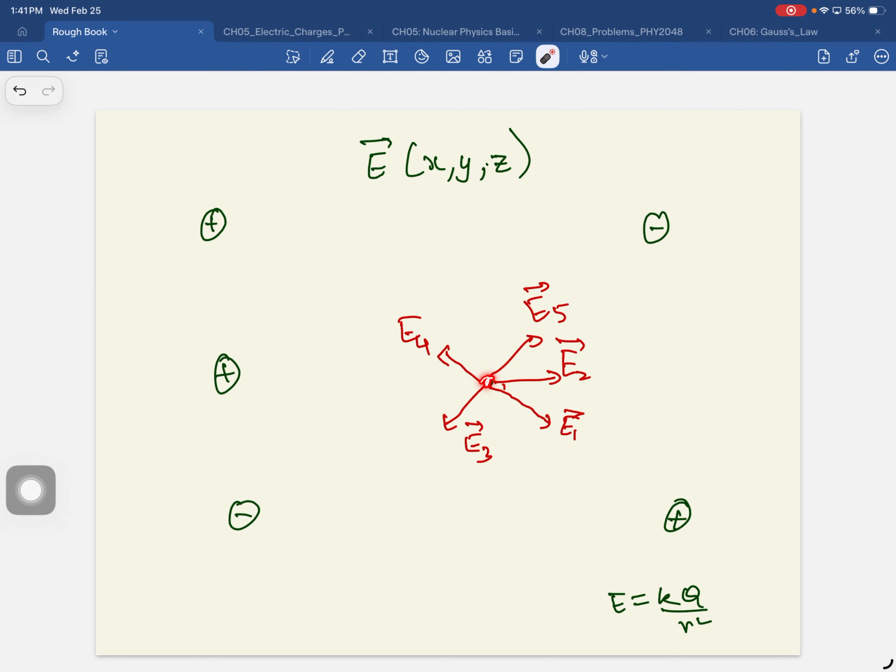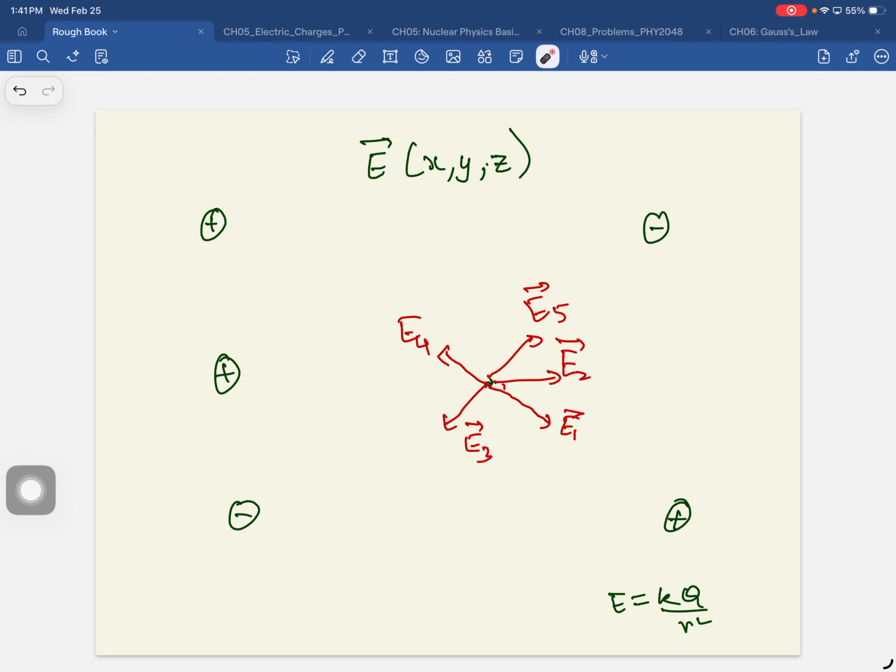Okay, so to find the electric field at this point, you have to calculate the magnitudes of all these vectors, and you have to add up all these vectors. And then you'll get the net electric field at this point. And then are you done? No, that's just one point. And then you have to calculate the electric field in here, electric field here. And pretty soon you'll quit doing physics.